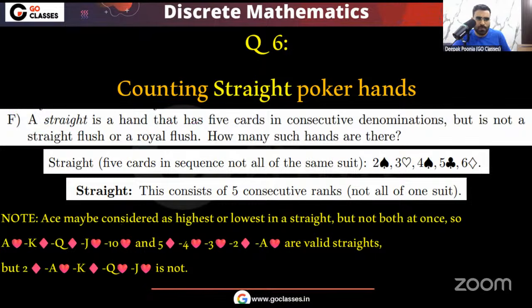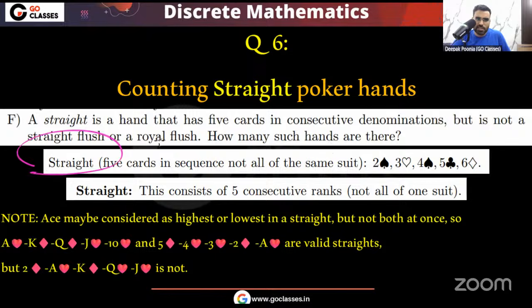Let's understand the definition. A straight is a hand of 5 cards in consecutive denomination. But here you can notice that the 5 cards are in consecutive rank, consecutive values, but the suits will be different. Okay, means not all in the same suit. It will not happen that all the 5 cards have the same suit. So a straight is a 5 card hand, the 5 cards must have consecutive values, consecutive denomination, but it is not a straight flush, it is not a royal flush. How many such hands are there?